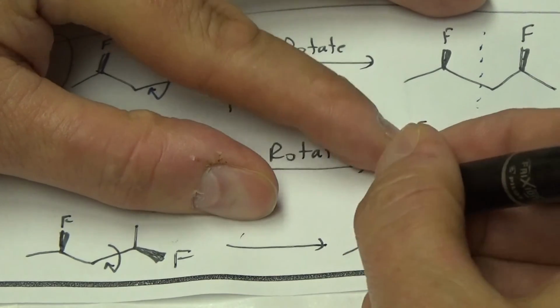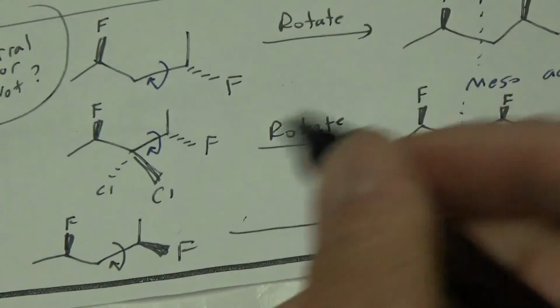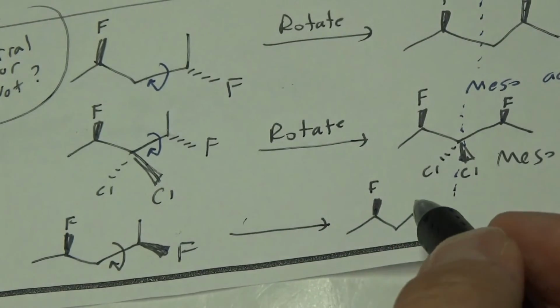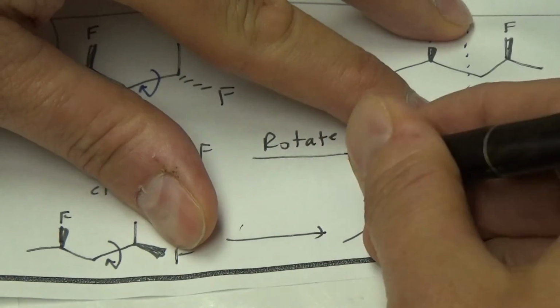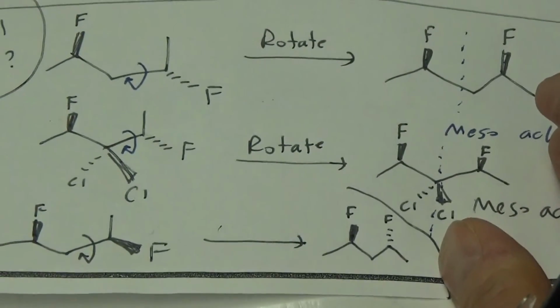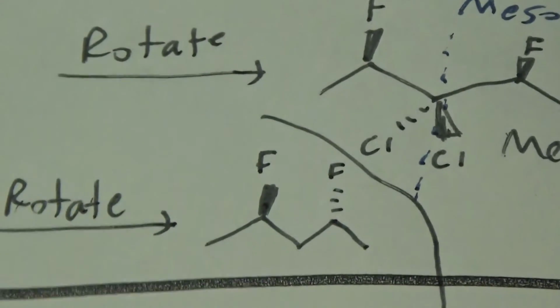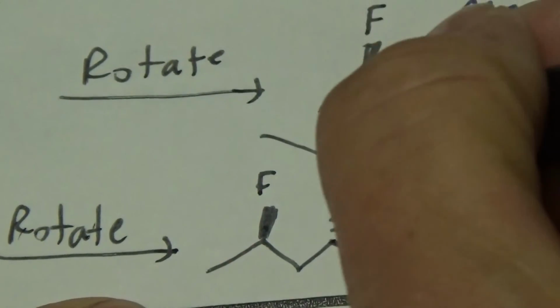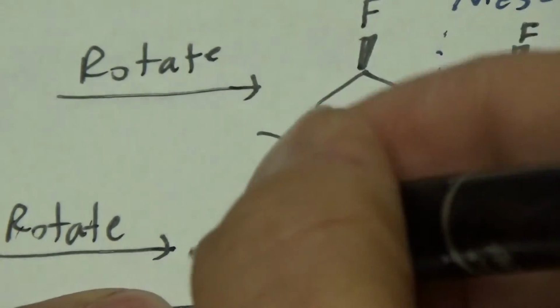Left is still wedged out. What about the right now? The right fluorine was wedged. Flip it over and now it is dashed. Ooh. Is that chiral or achiral? After we rotate. That is totally chiral. Right? That is totally chiral. Absolutely chiral.